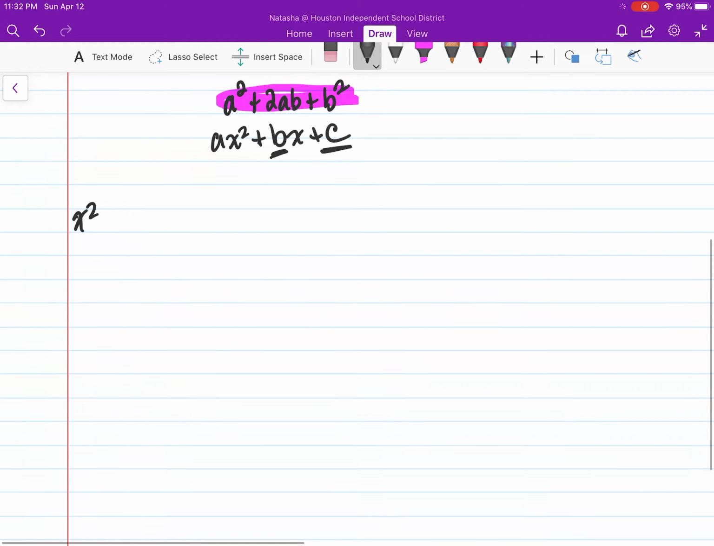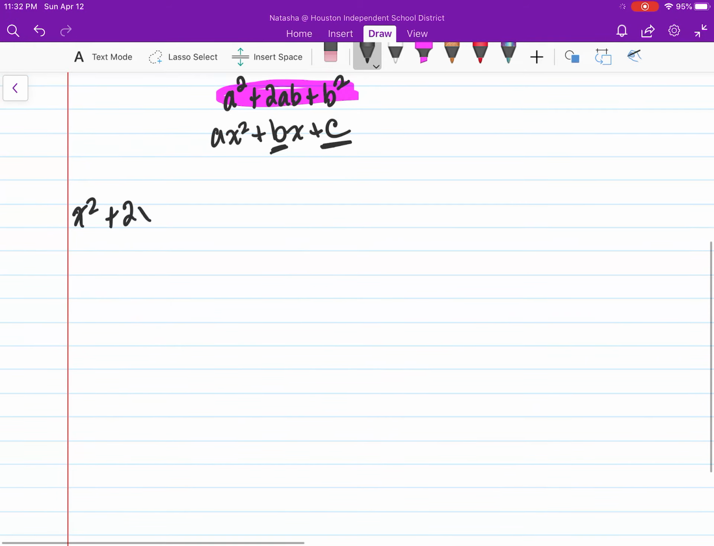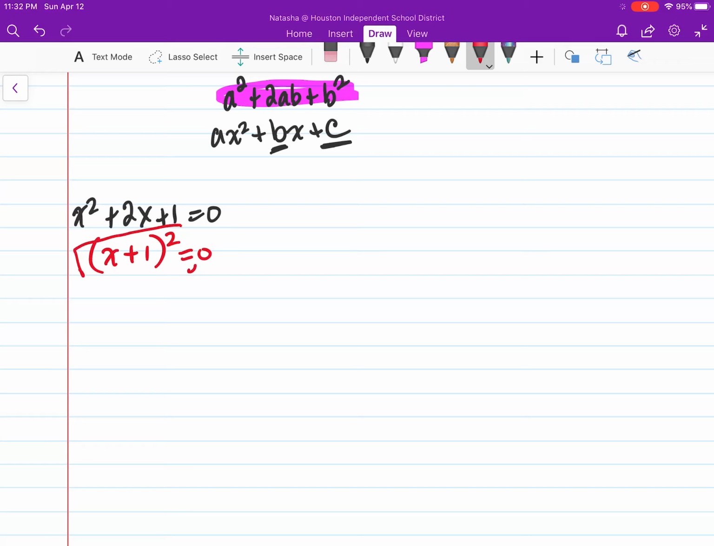Now, a really easy problem, let's say I were to just give you the perfect square trinomial, x squared plus 2x plus 1, just like we did. In order for me to solve this, I need to set this equal to 0. Okay, that's not too bad. I know that this left side is a perfect square trinomial, all right? So I know that this is going to be x plus 1, squared, and that's going to be equal to 0, okay?